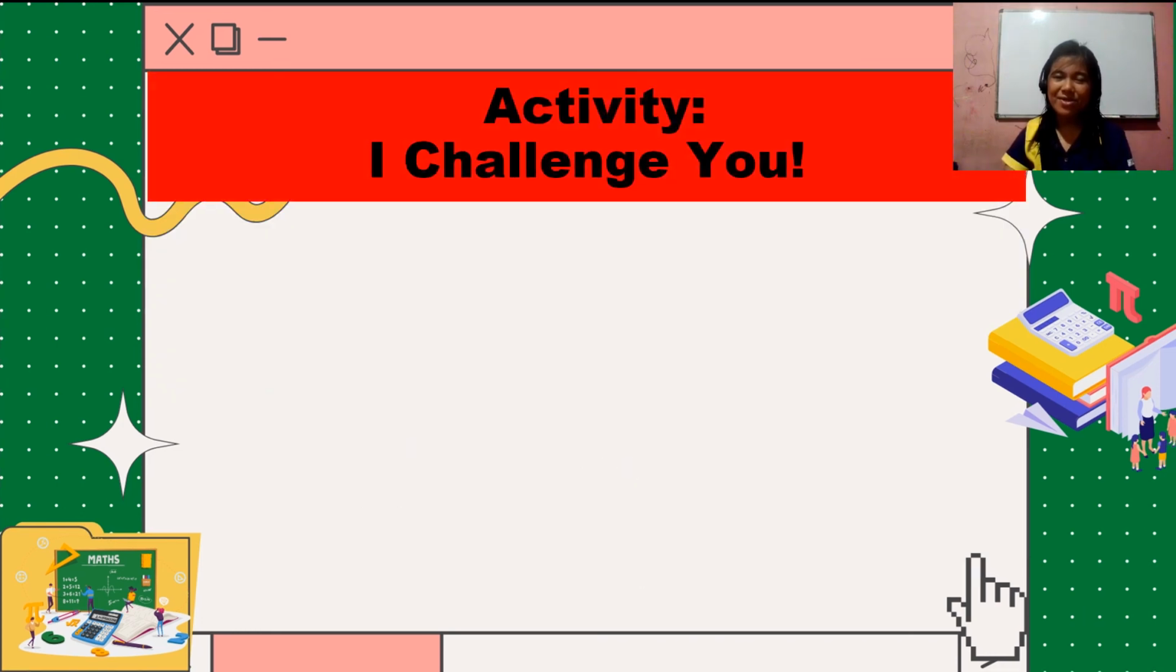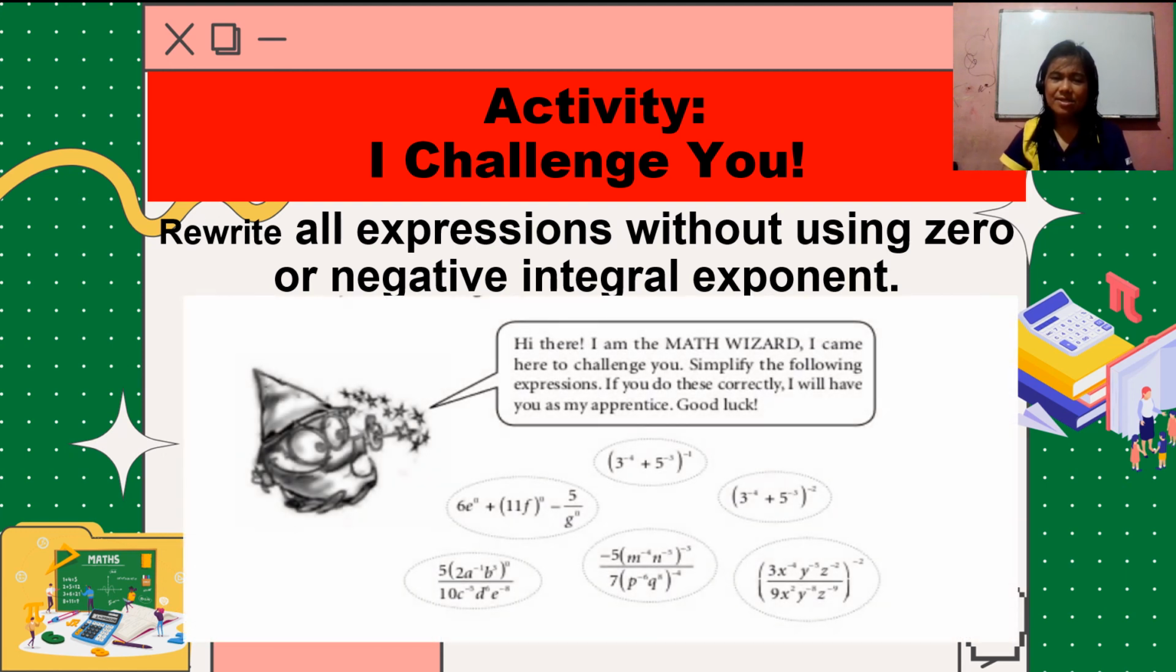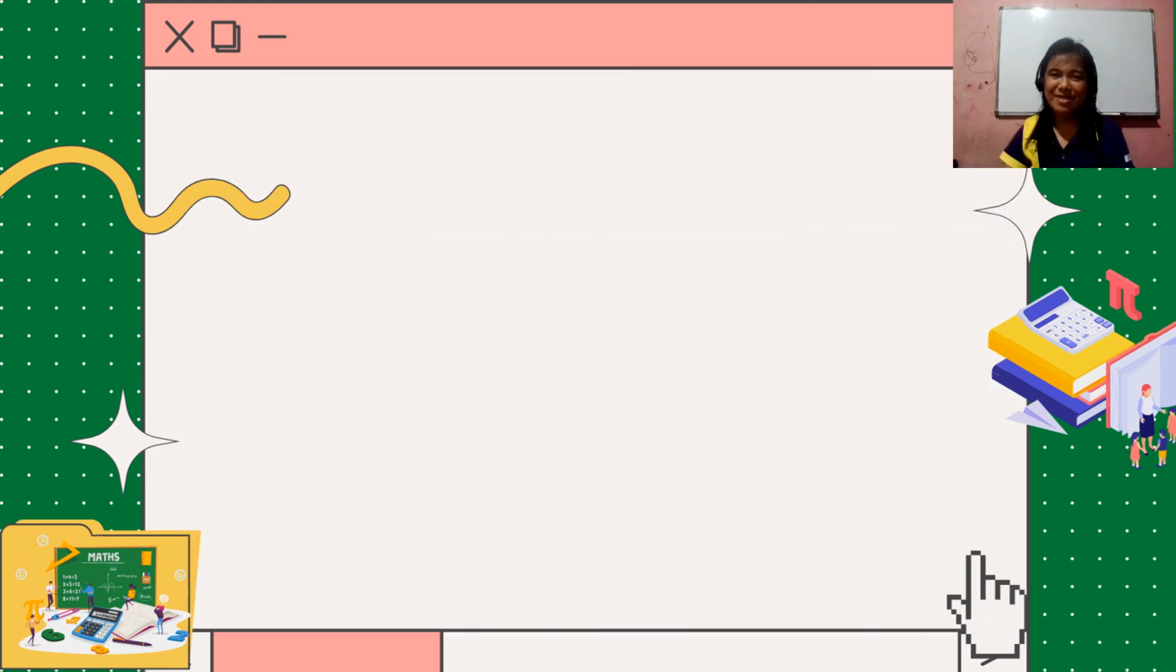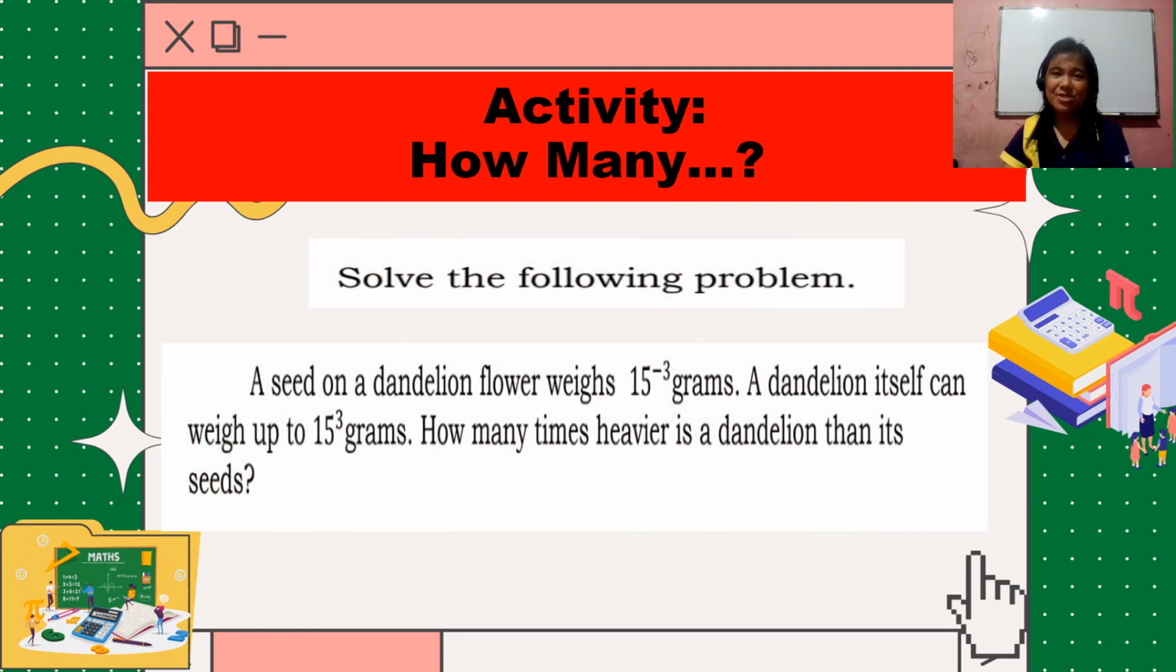Okay, so ito na yung activity for this asynchronous. So you have rewrite all expressions without zero or negative integral exponent. Yan. So you have 1, 2, 3, 4, 5, 6 to solve. Alright. And part 2 is to solve this problem. Okay? I hope you learned something. Bye-bye.